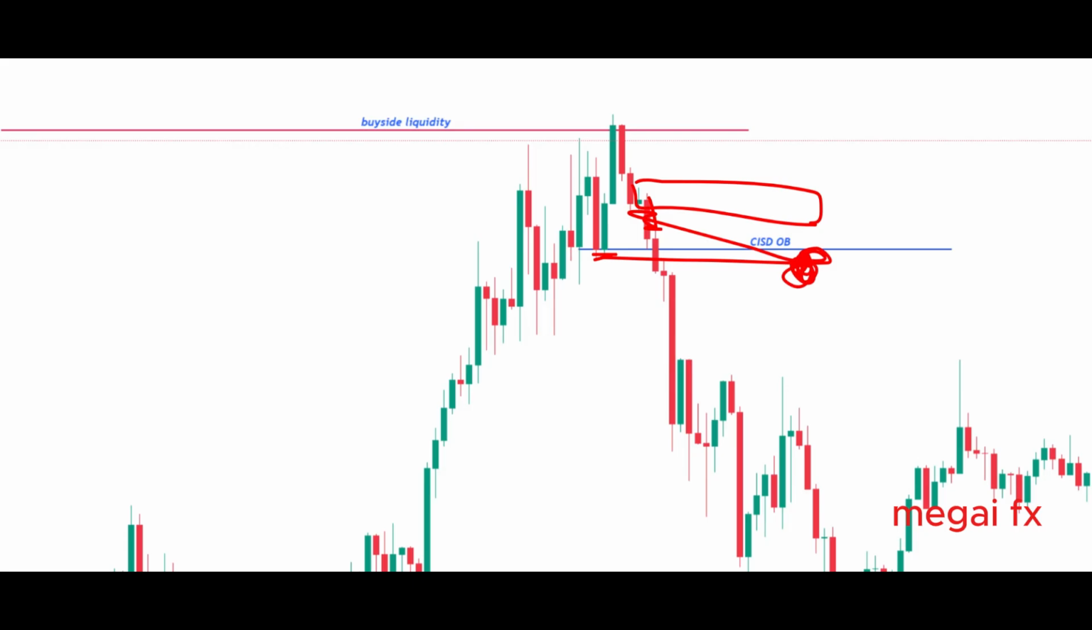But if you are making use of change in state of delivery, immediately you see this closure, this 1 hour closure. This is 1 hour time frame. Immediately you see this 1 hour closure, you jump in, enter here, then put your stop loss above here.